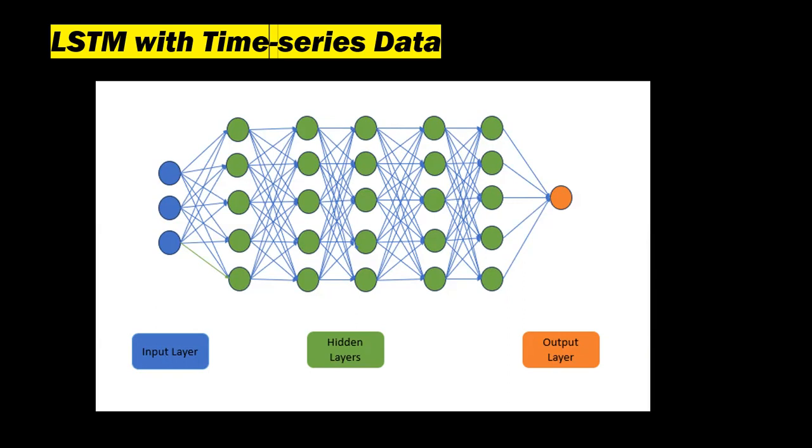Now I am showing you how I have generated the time series data using an LSTM neural network. For this LSTM neural network, I have designed the architecture as you can see here. In this architecture, there are five hidden layers, one input layer and one output layer. Of the five hidden layers, three are LSTM layers and two are dropout layers.